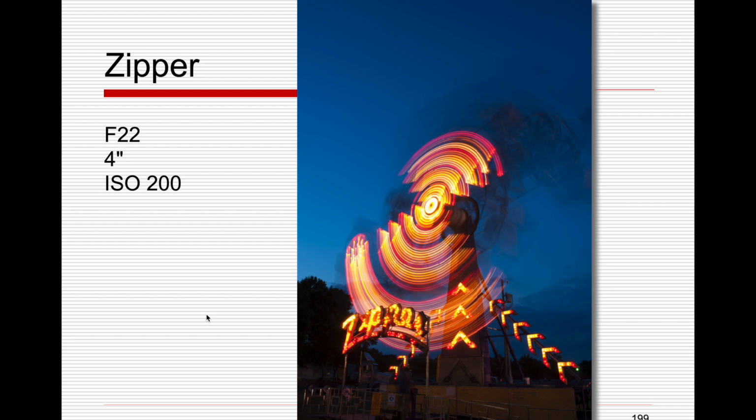With this 4-second exposure, we can see that it's spinning around, heading this way, and the zipper, the sign for the ride, is solid. There's no motion there or with these arrows, but all of this other spirograph light painting really makes the shot look completely different.